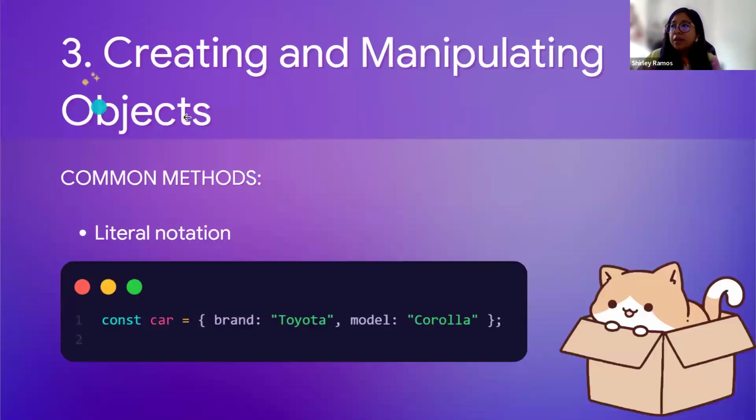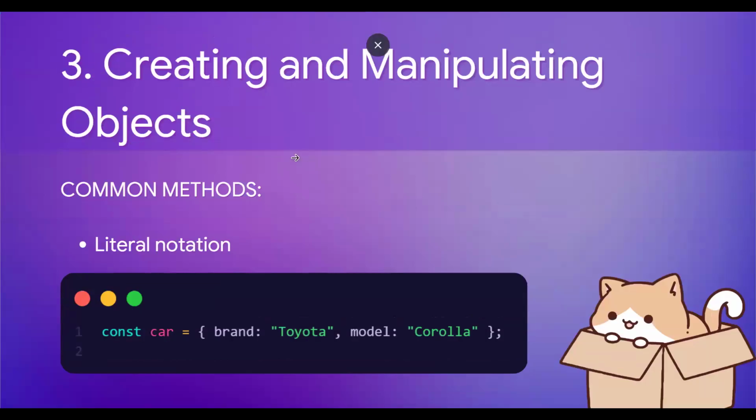Okay, about creating and manipulating objects. So, the common methods: you can write an object with literal notation. For example, you can have a variable const car. Inside, you will have the brand of the car, in this case Toyota, and the model will be Corolla. All of this is an object where, as we said before, you can have the properties and the values.